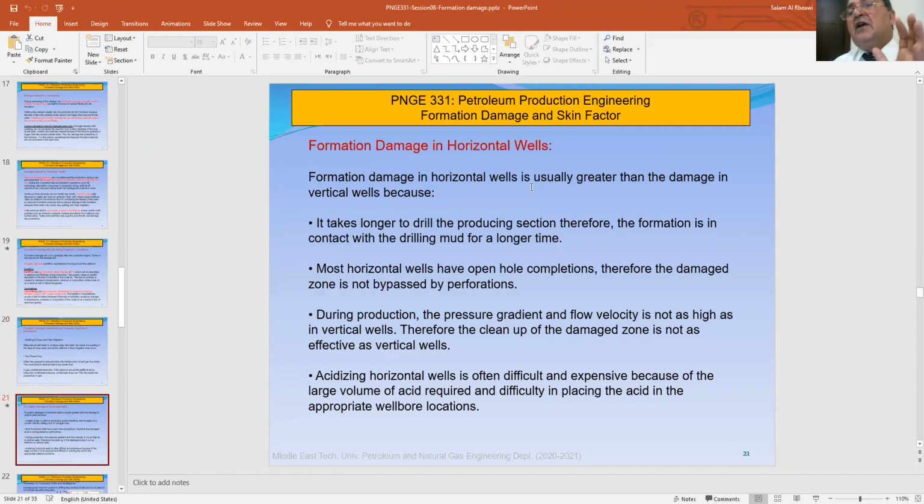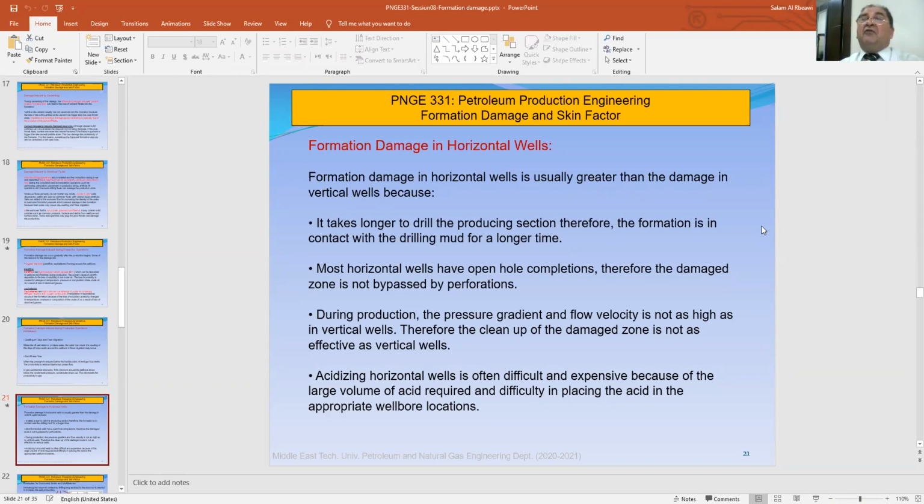Now, this is for vertical wells. For horizontal wells, we're expecting to have more damage. The reason for that is that typically we have very long horizontal sections. The horizontal section could extend in the porous media for a very long distance. It is not similar to the part of the vertical well that could penetrate the pay zone. This could be 10 feet, no more than that. But for the horizontal section, we are talking about thousands of feet long. And if we have open hole completion, you can imagine the formation damage that we could have.